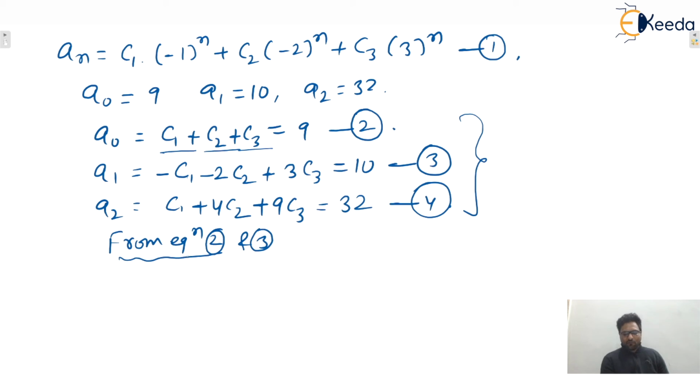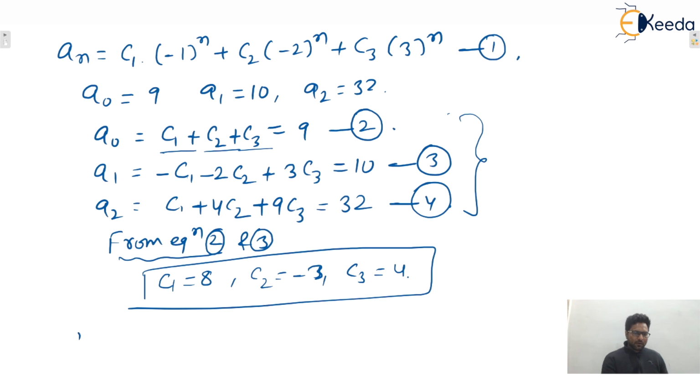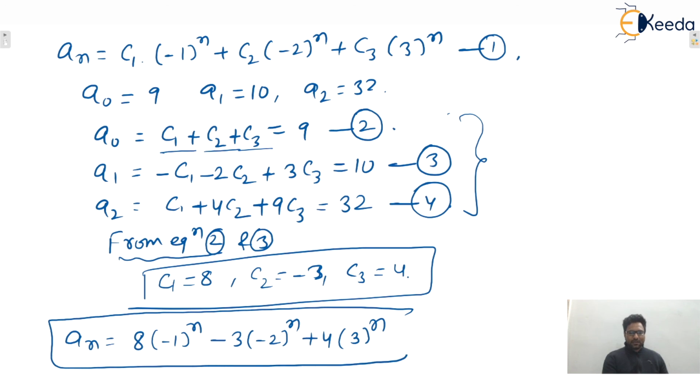No problem at all. So after solving these three equations, you will get the values of C1, C2 and C3. And I hope the values will be C1 equals 8, C2 equals minus 3, and C3 equals 4. These will be the values of C1, C2, C3. Now what will be the solution? Put these values in equation 1. So it becomes 8 into minus 1 raised to power n, minus 3 into minus 2 raised to power n, plus 4 into 3 raised to power n. That is the required solution, isn't it?